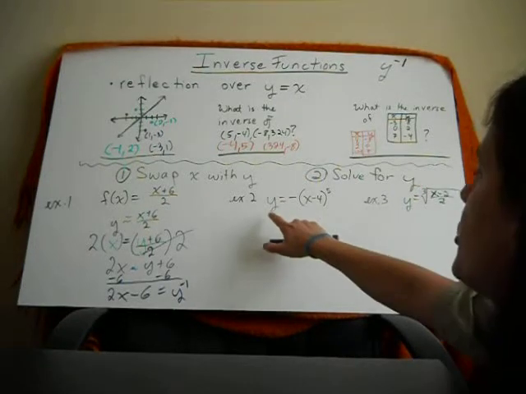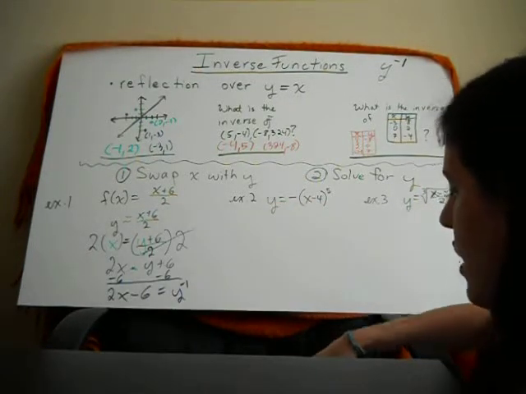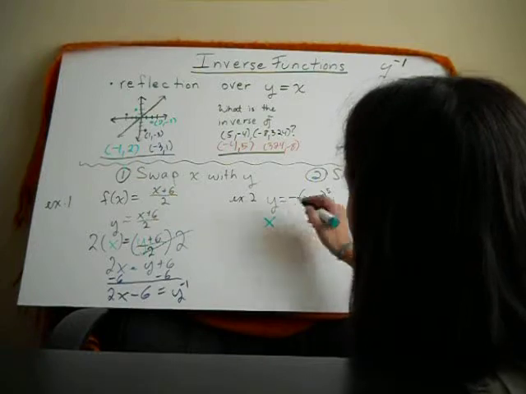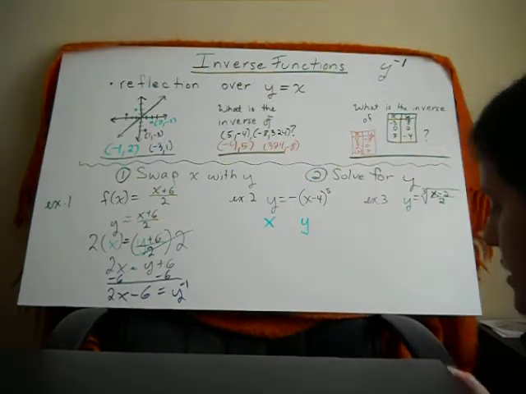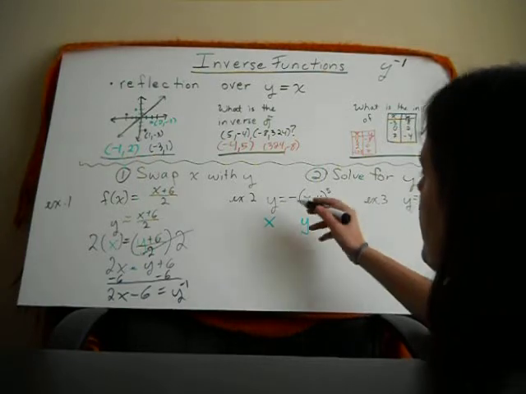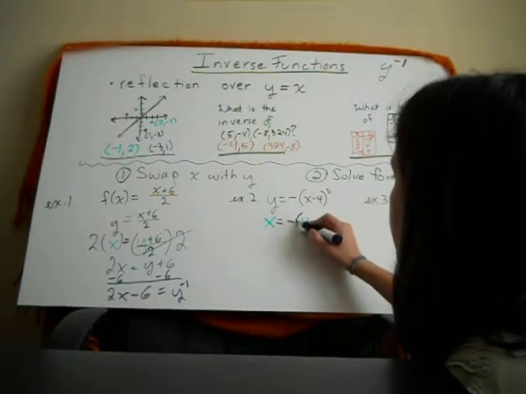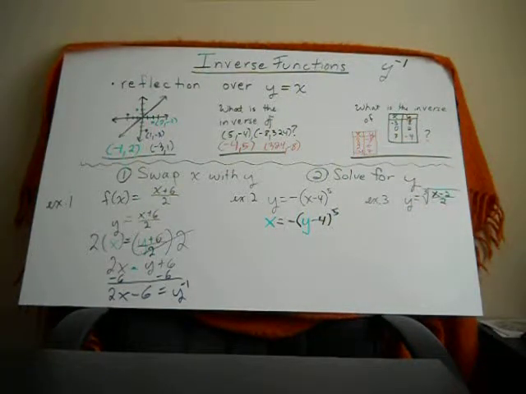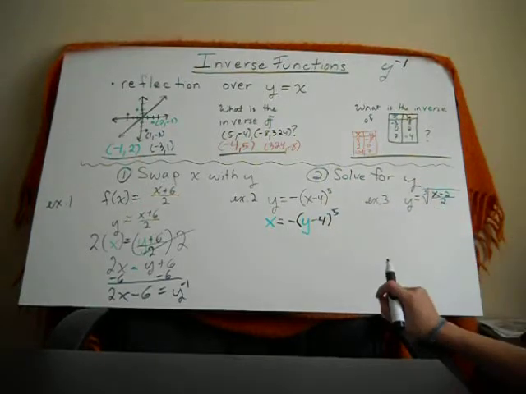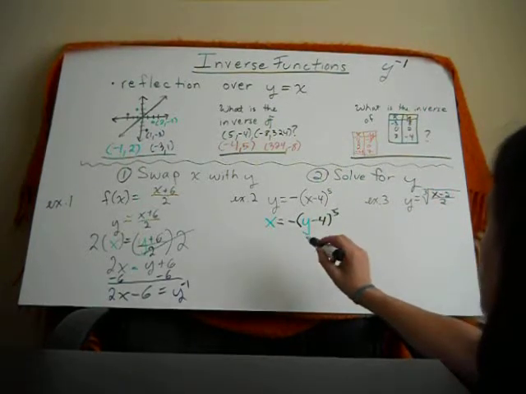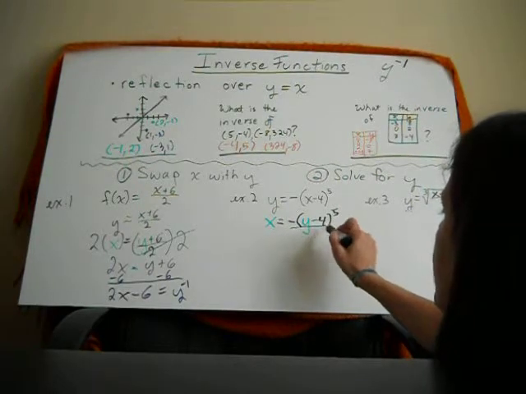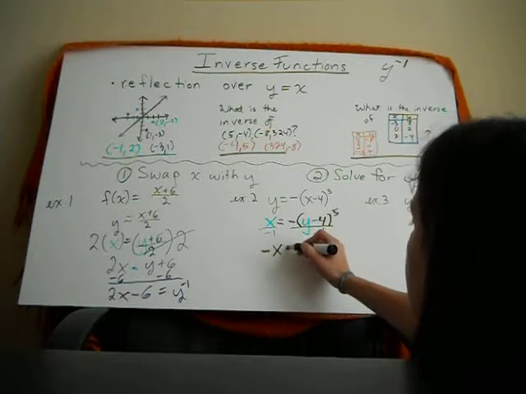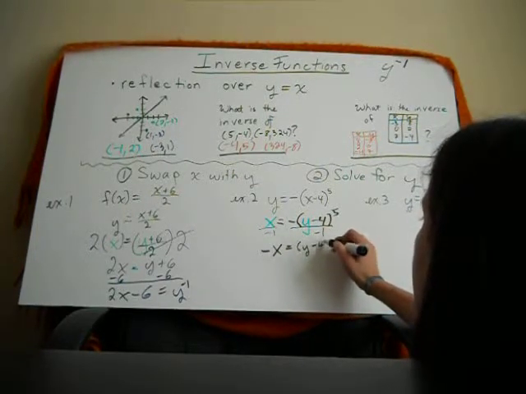Okay. Example 2. Our first step is to swap x with y. So I'm going to put an x where the y is, and a y where the x is, and rebuild my function around it. So that was x is equal to negative y minus 4 to the 5th. Now I'm going to use inverse operations and solve for y. So first what I want to do is get rid of that negative out front and divide both sides by negative 1. So it gives me negative x is equal to y minus 4 to the 5th.